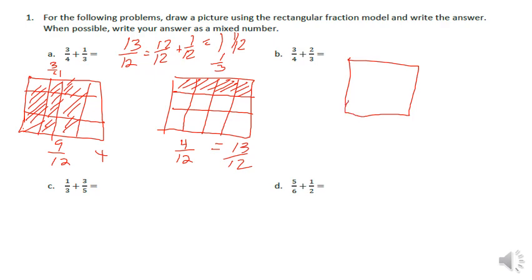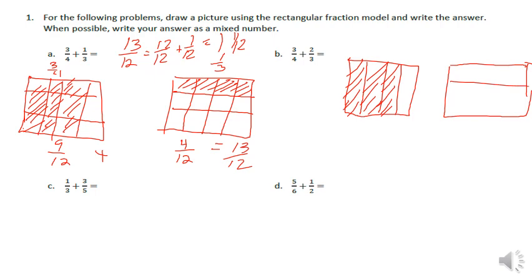On B, once again, we're going to draw ourselves a 3/4 model, shading in 3/4 of them. And then we're going to draw a 2/3 model this time, shading in 2 out of 3. Now over my quarters, I'm going to split it into thirds. My thirds, I'm going to split into fourths.